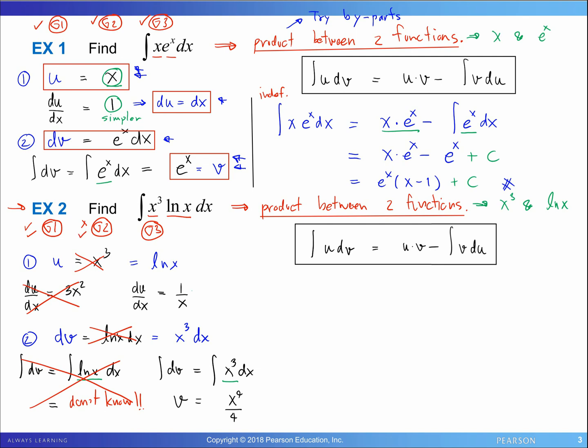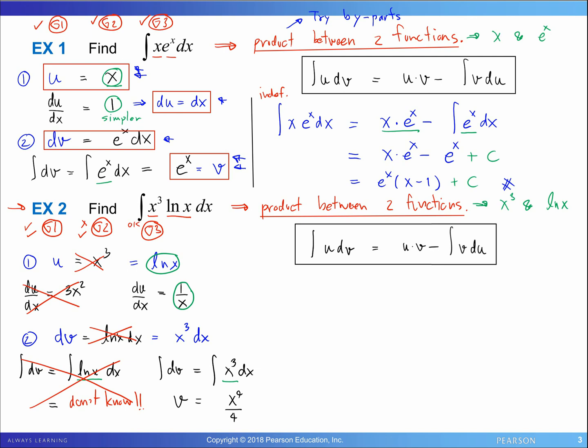Now for g3, we need to check whether du, which is equal to 1 over x, is simpler than u, which is equal to ln x. Is 1 over x simpler than ln x? Well, sort of, but not that simpler. So I would say that it's just okay. Not that simpler, but not bad.